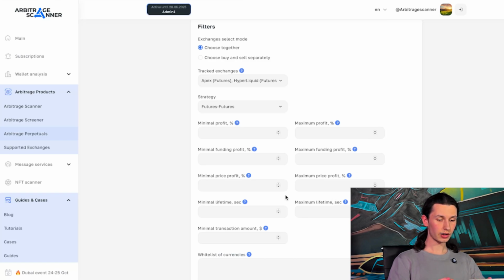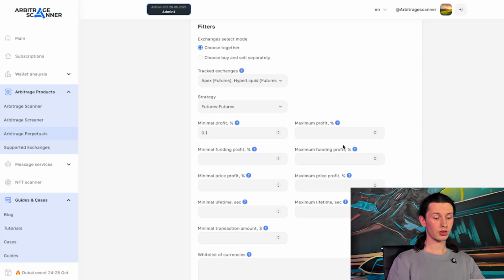We have a lot of filters here because in perpetual arbitrage there is a spread on prices, a spread on funding, and the combined spread of those 2 parameters. Right now I would care only for minimal profit. Let's put it at like 0.1, because on those 2 specific exchanges there are not a lot of spreads between them. There are a lot of spreads with, for example, HTX or Bybit, but between these two, probably not so much. But I love the ease of using decentralized perpetual contracts, so I would go with minimal profit 0.1.